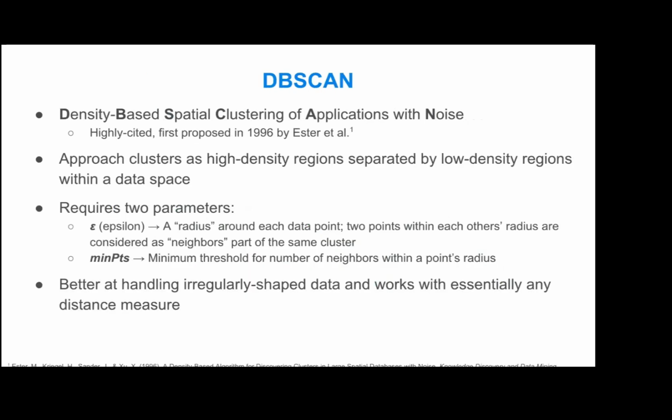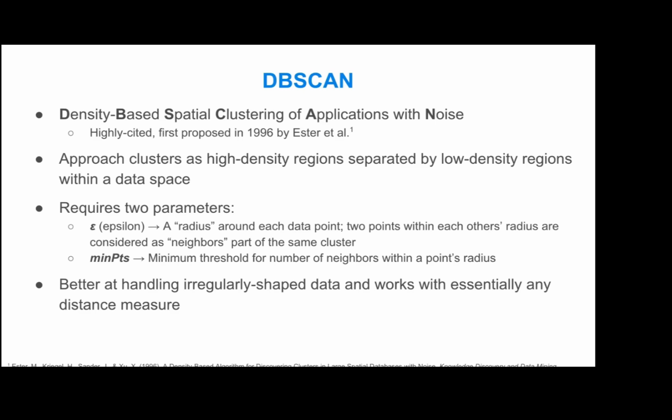So then an alternative method that you can use would actually be DBSCAN, which is density-based spatial clustering of applications with noise. And this is a very highly cited method. It was first proposed in 1996. And since then, it's still pretty frequently used and it's well cited. And essentially, this method approaches clusters as these high density regions that are separated by low density regions within some data space. And this requires two parameters to run.